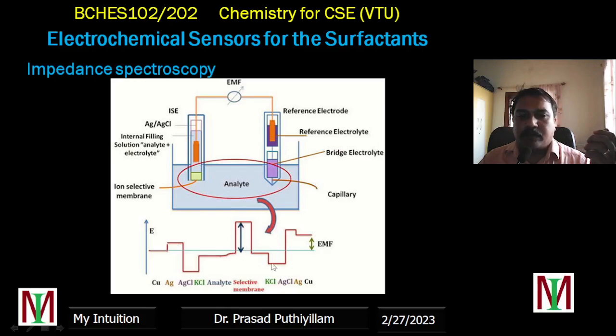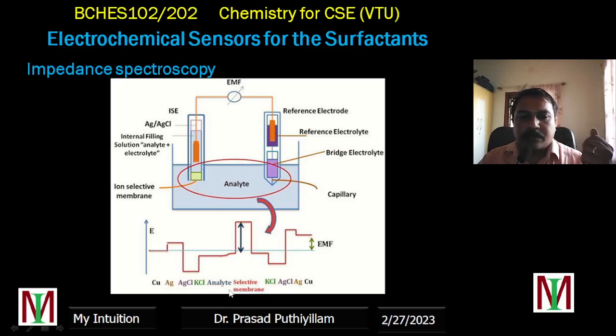Impedance spectroscopy is also given here. How the impedance spectroscopy works is indicated here graphically. Usually we are using a reference standard electrode. A silver chloride electrode is used here. Okay, then EMF is measured. A reference electrode is kept. The electrode is kept through a capillary, and ion selective membranes are there. The analyte solution will be measured, and the impedance will be measured and the graph plotted. Based on the reference graph, we can measure the changes.